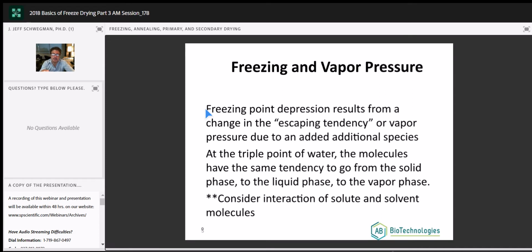The escaping tendency will change as we add solute to our formulation. So active ingredients, excipients, anything we add is going to alter that escaping tendency, because most of the time it's going to hold on to the molecules, make them harder to escape. Sometimes it makes them easier. We'll say a little bit about what we mean by the triple point, which we haven't looked at yet, of a phase diagram of water. That'll make a little more sense. So we consider the interaction of solute and solvent molecules and how that changes getting the water molecules to evaporate from the surface. And what we're dealing with here is not water, we're dealing with ice, and it's the same issue.